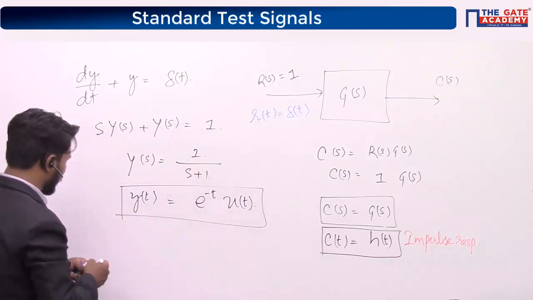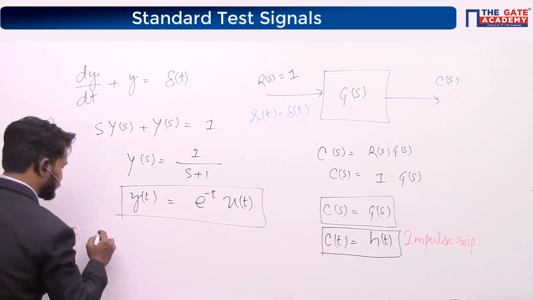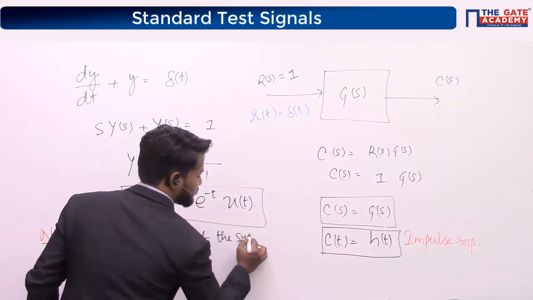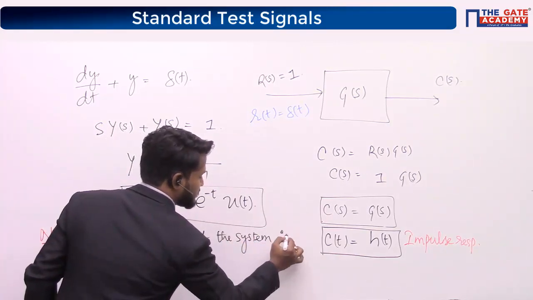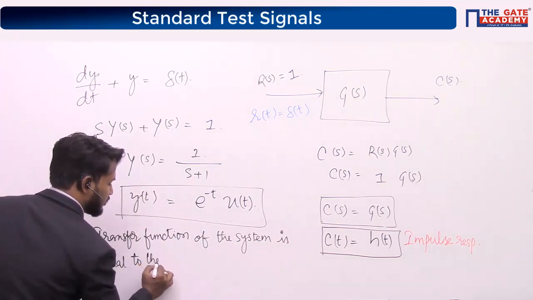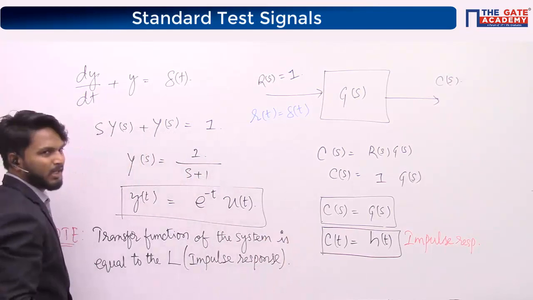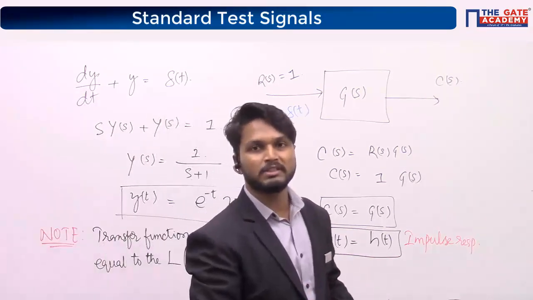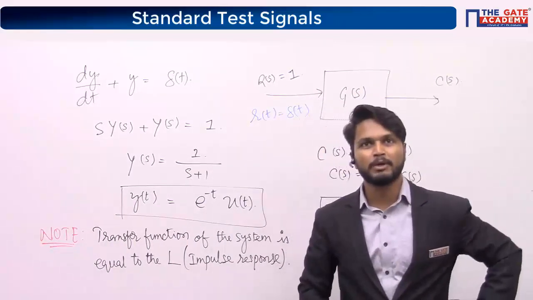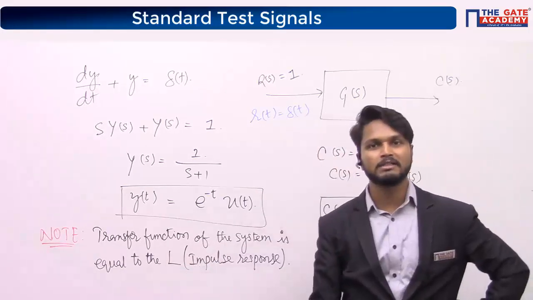So, please take down this note. Transfer function of the system is equal to the Laplace transform of impulse response. What do you mean by impulse response? Impulse response is the output of the system when impulse input is given, right? Therefore, transfer function of the system is equal to the Laplace transform of impulse response.